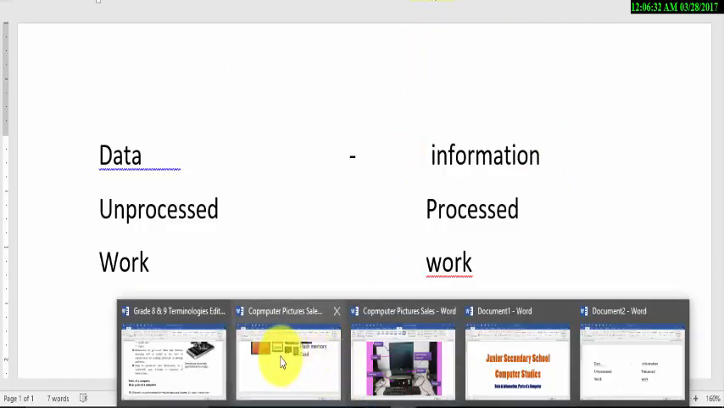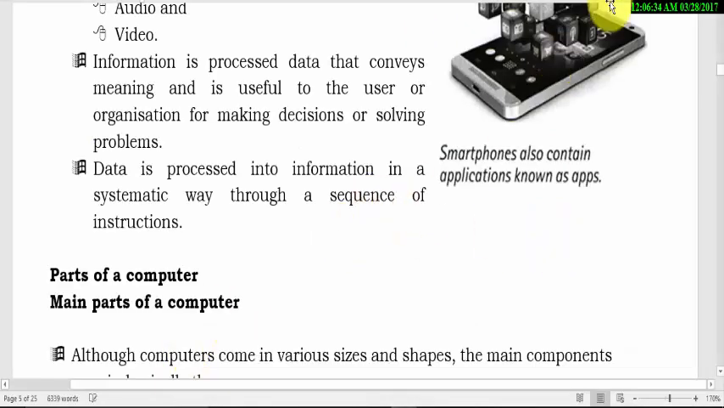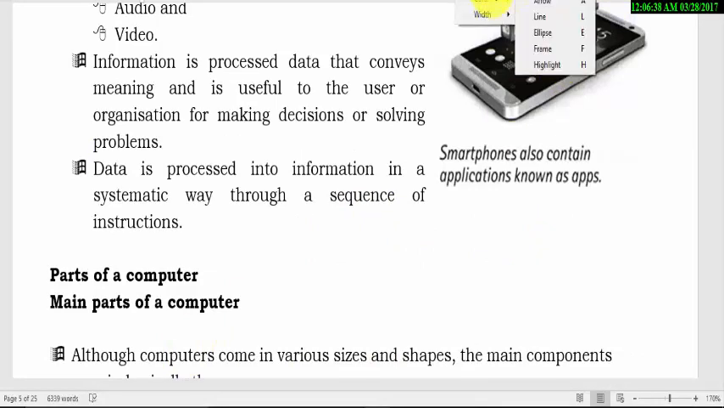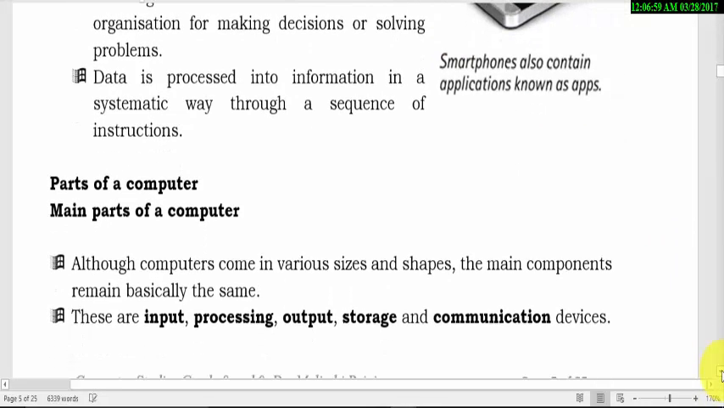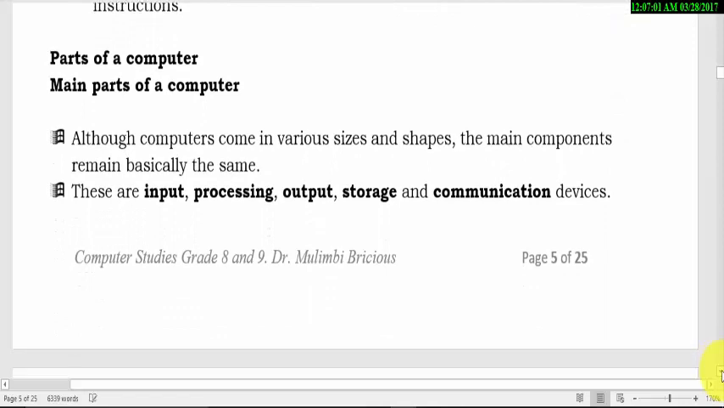Okay, we look at our work here. So now we are done on the difference between data and information. Data is processed into information in a systematic way through a sequence of instructions. So as a user, you command the computer so that the computer is able to process the work you are entering into the computer, which is called data, which will become the information.